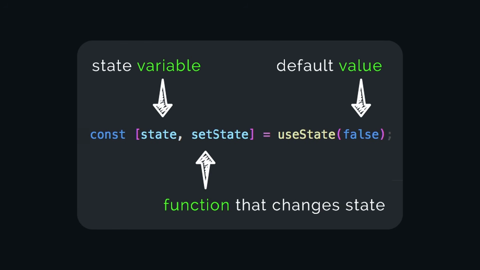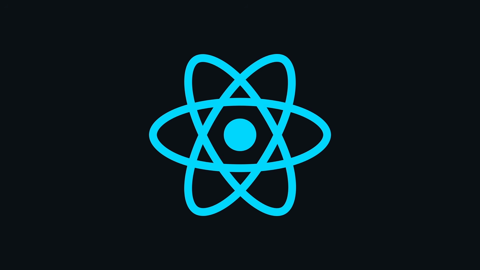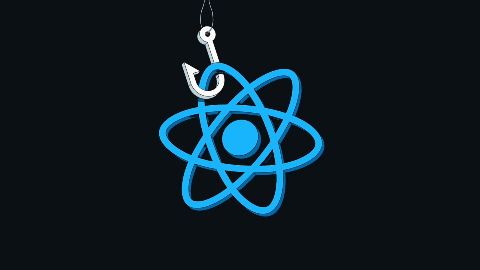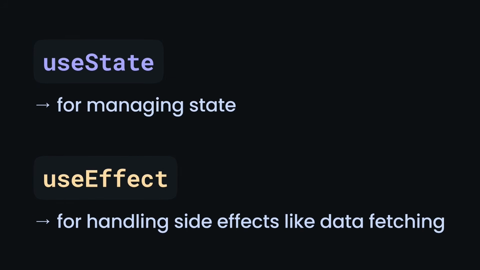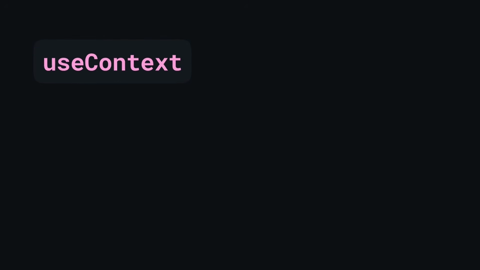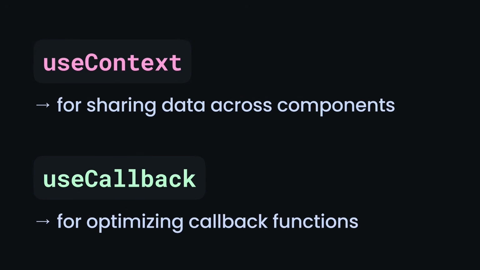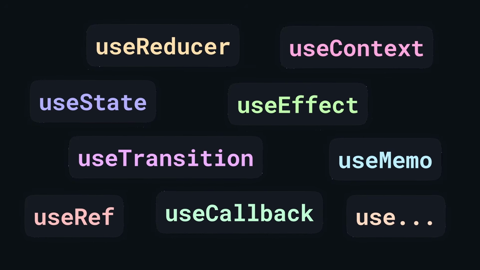The syntax we just used with useState, and as I told you when I introduced this hook, useState is just that, a hook. Hooks are special functions in React that let you tap into React features, like state management in this case. And there are many different types of hooks. useState for managing state, useEffect for handling side effects like data fetching, useContext for sharing data across components, and useCallback for optimizing callback functions. There are plenty more as well, and we'll go over some of these in this crash course.